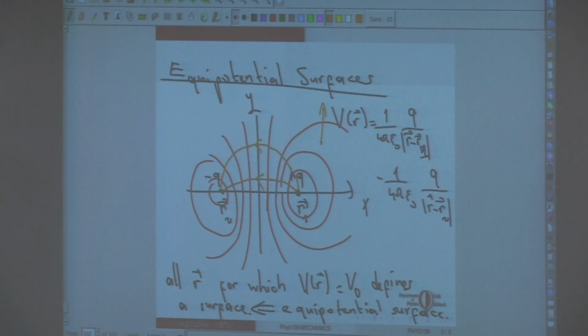No. Okay, so it's not in the radial direction. This is the radial direction. Other questions?